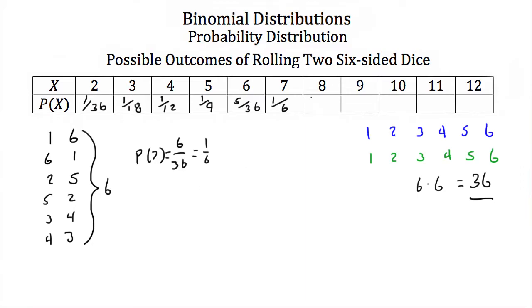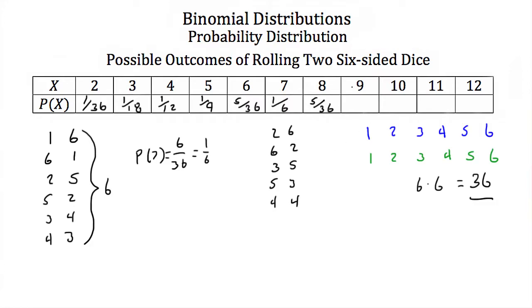Now let's work on getting an 8. Ways to get an 8. Well, we can get an 8 from a 2 and a 6, and a 6 and a 2, a 3 and a 5, and a 5 and a 3, and a 4 and a 4. So there are 5 different ways to get an 8. So my probability of getting an 8 would be 5 out of 36.